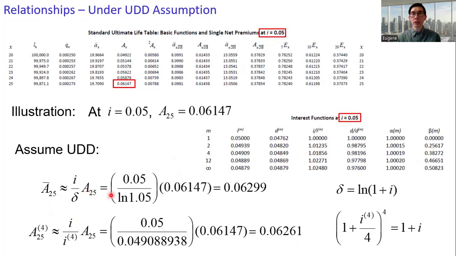All right, i over delta. We focus on this column. This corresponds to m approaching infinity. And here we get 1.0248. And this value is the approximation of 0.05 over the natural log of 1.05. And then the second one, i over i^(4). This value is the approximation of this expression.